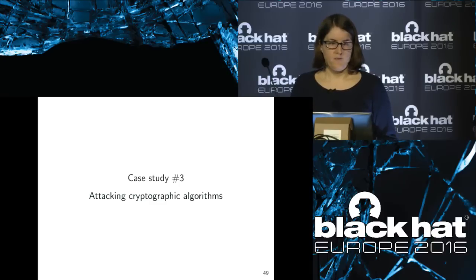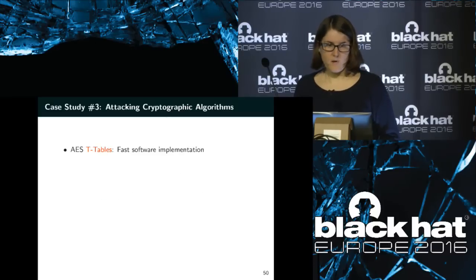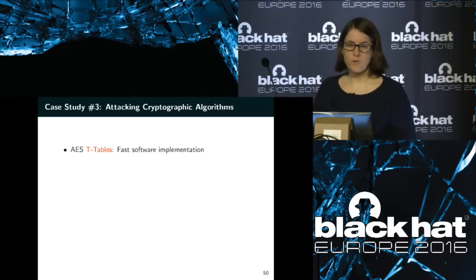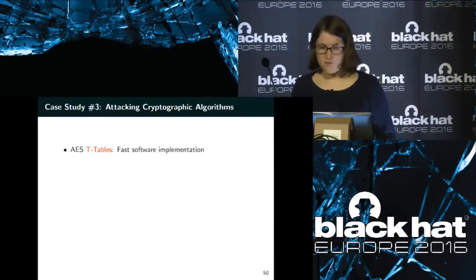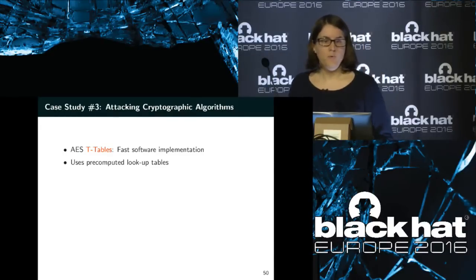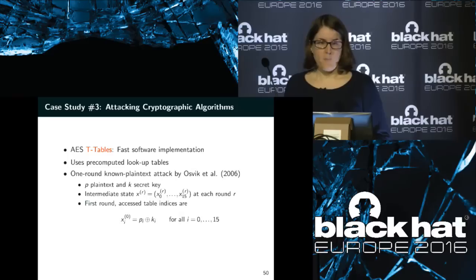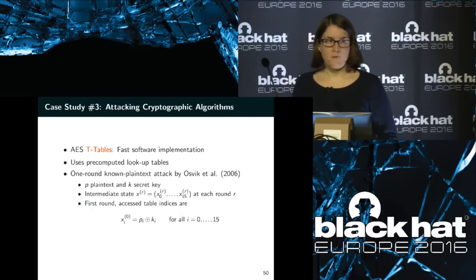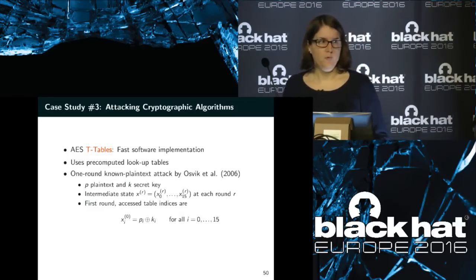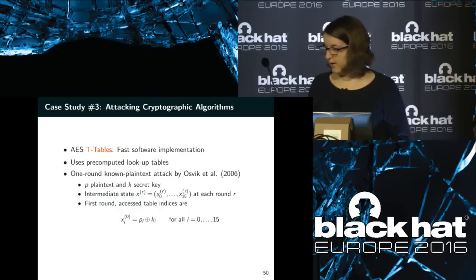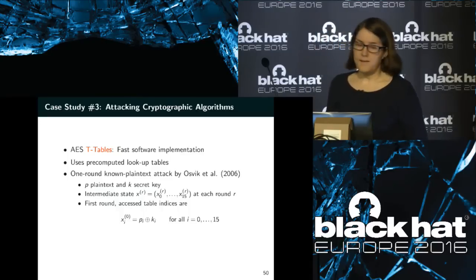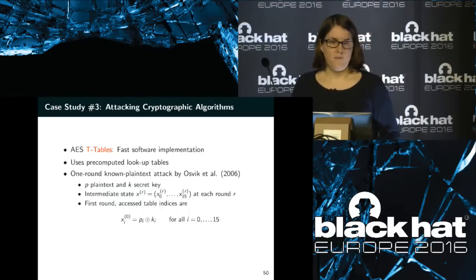Now we have our third case study. We're going to attack cryptographic algorithms using cache attacks. Our use case is the AES T-tables, and this one is a fast software implementation because it uses some pre-computed lookup tables. Now, the bad thing is that since 2006, it is known to be vulnerable to side channel attacks. The attack has been done by Osvik et al., and it's a one-round known plaintext attack.